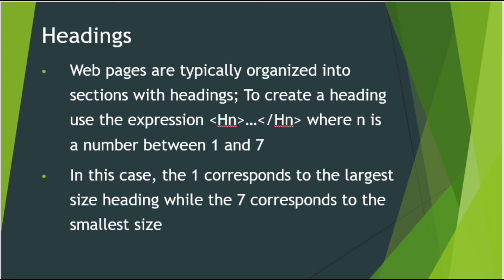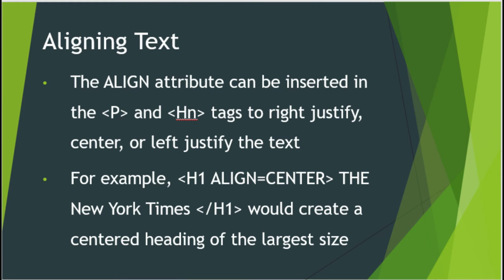Okay, next one, aligning text. Aligning text means text alignment. We can align the text. If you want to align the text at the right, we can use the align attribute. By using it we can align the text at left, right or center, using the div tag. The align attribute can be inserted in the P and HN tags.